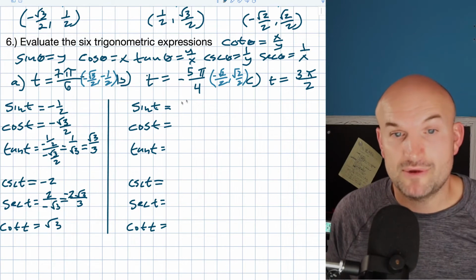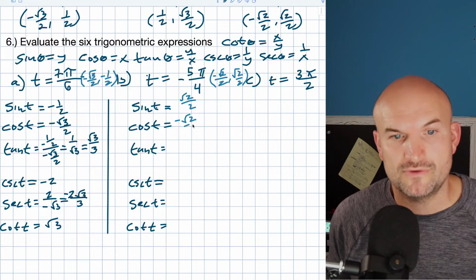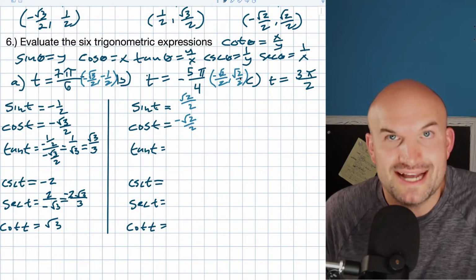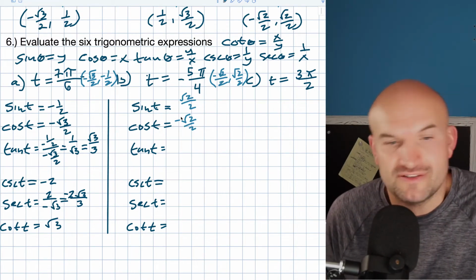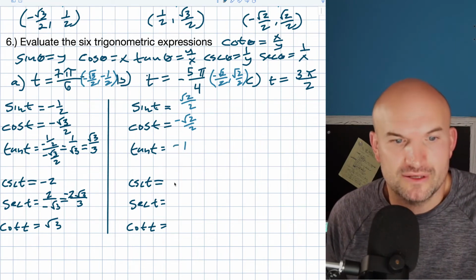Okay, so the sine represents the y coordinate, square root of 2 over 2. Cosine, x coordinate, negative square root of 2 over 2. Tangent, which is y over x. Well, guys, they are the exact same thing, right? So anything divided by itself is just going to equal 1. In this case, one of them is negative, so it's negative 1.